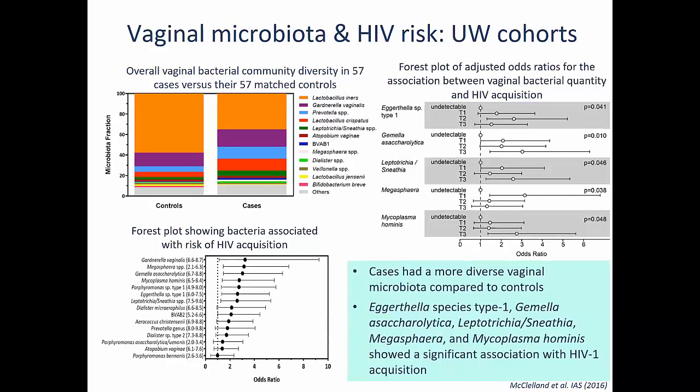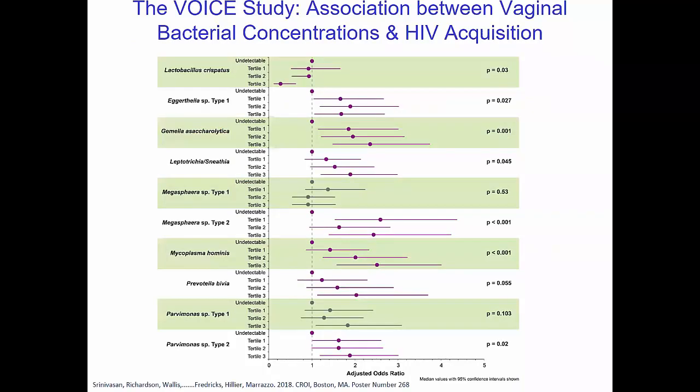So very associated. We used a very similar approach. Some of you remember the VOICE study, which was a study that I was involved with that looked at oral and vaginal pre-exposure prophylaxis with tenofovir in sub-Saharan African women. We used saved samples from that study to do a very similar analysis. We used quantitative PCR in this study, and we showed essentially a very similar pattern. And again, I won't take you through this, but we showed, again, Leptotrichia sneathia right here, and Eggerthella species.